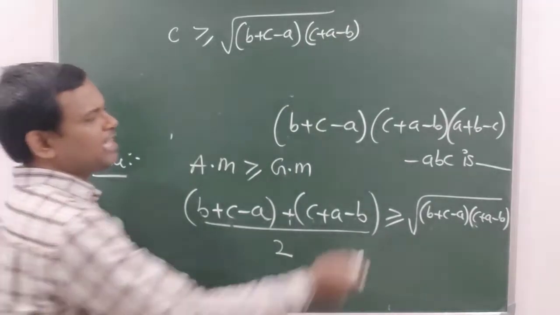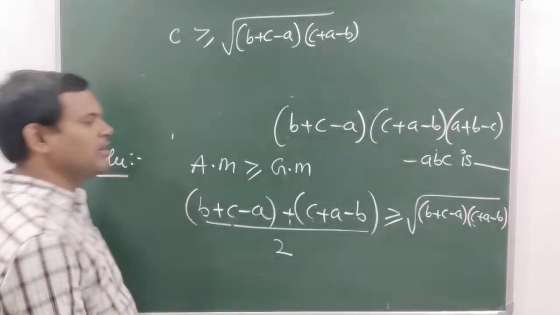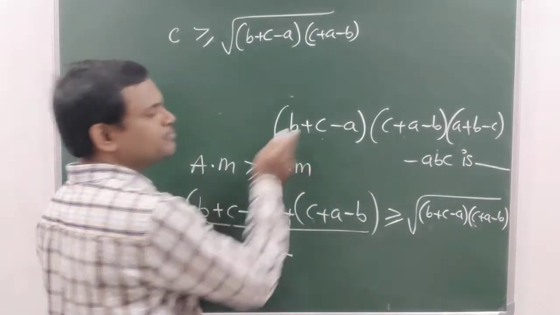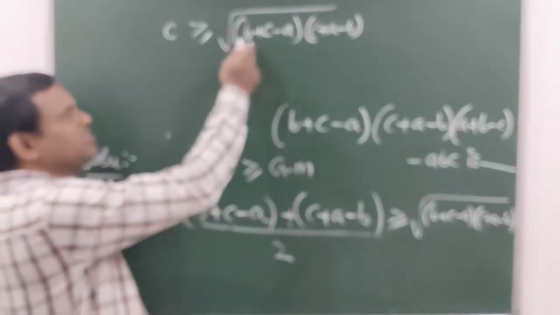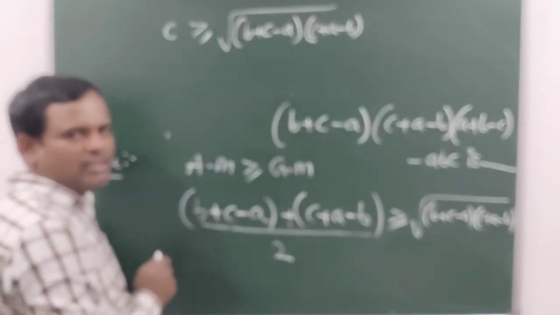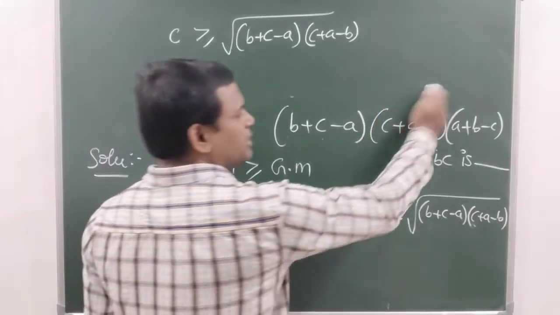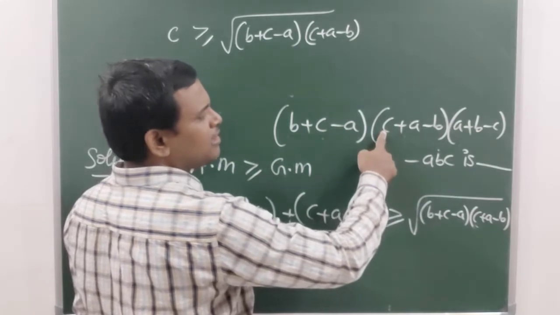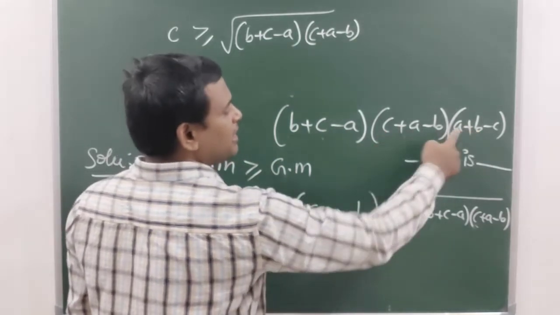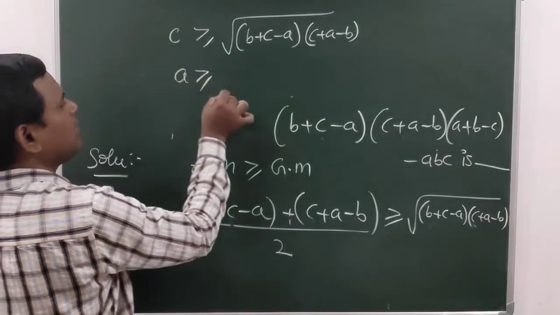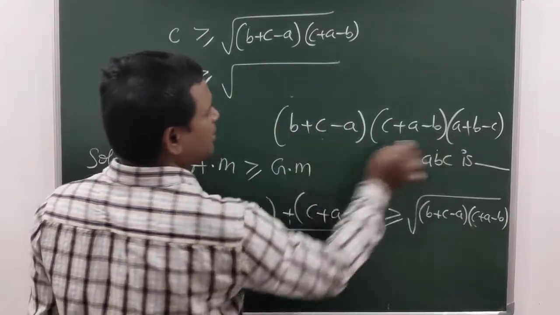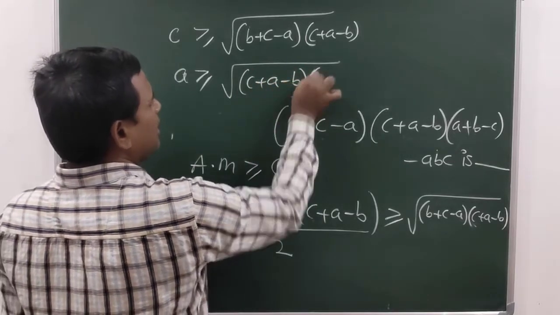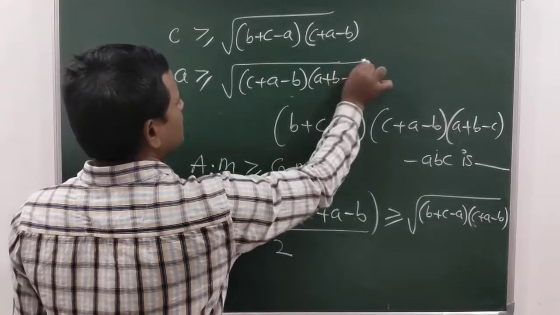Similarly, when you take the average of these two, here I have taken AM is greater than or equal to GM for these two. So that I got this inequality. The same relation if you apply for these two, here minus C gets cancelled, minus B minus C gets cancelled. A you will get. A is greater than or equal to the square root of the product of these two, (C plus A minus B) and (A plus B minus C).